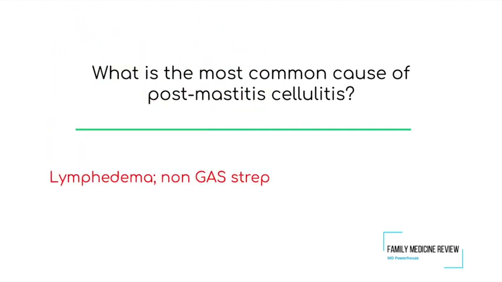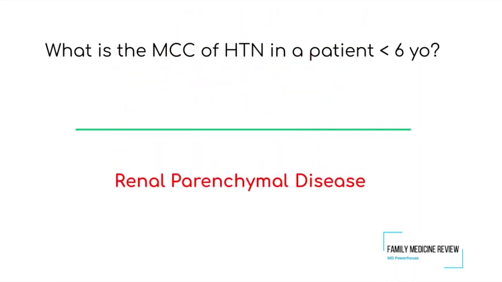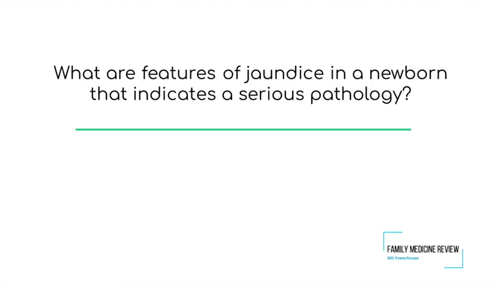What is the most common cause of hypertension in a patient less than 6 years old? Renal parenchymal disease. So if you have a patient, a young pediatric patient who is hypertensive, you need to get a urinalysis done, a urine culture, and renal ultrasound as well. What are features of jaundice in a newborn that indicates a serious pathology?